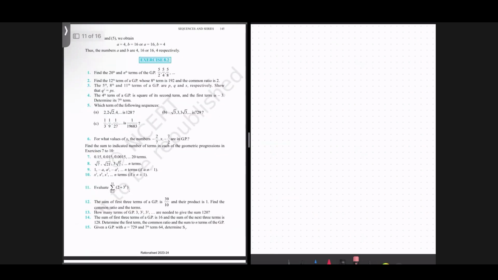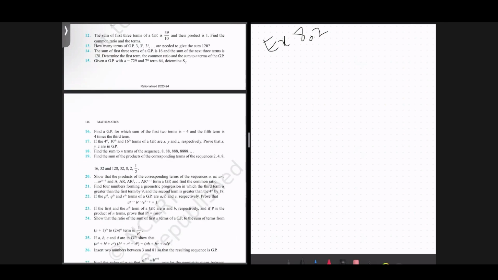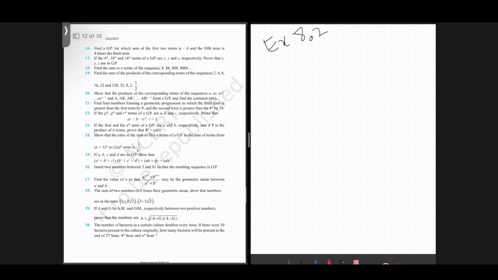So in exercise 8.2, not 8.3, 8.2, we saw the first 16 odd questions. The last question that we solved in this exercise was: find a GP for which the sum of first two terms is -4 and the fifth term is 4 times the third term. This was the last question that we solved. And moving further, we are going to solve the remaining ones, right?